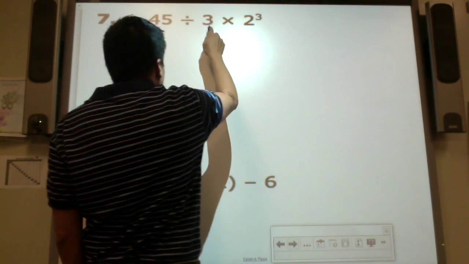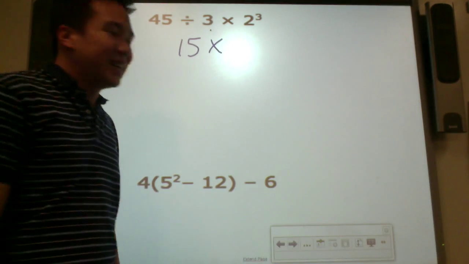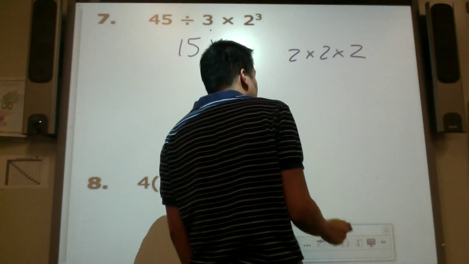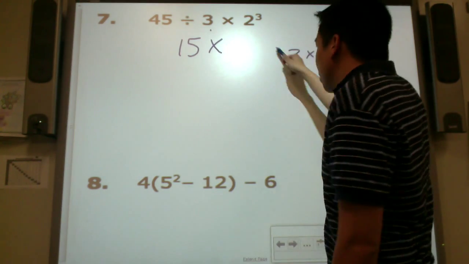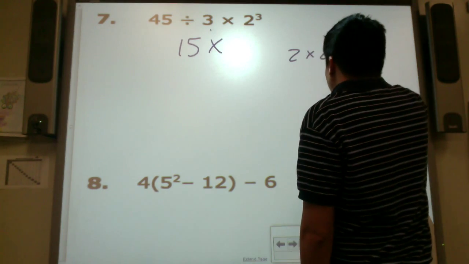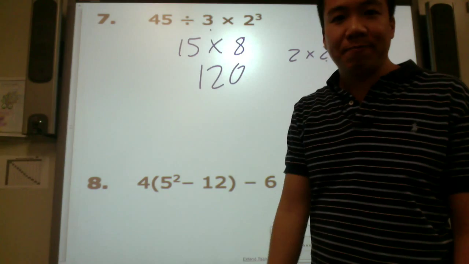45 divided by 3 is 15. 15 times 2 cubed. 2 times 2 times 2. Because 2 is repeated in repeated multiplication, it repeats 3 times. 2 times 2 is 4. 4 times 2 is 8. 15 times 8, I believe, is 120.